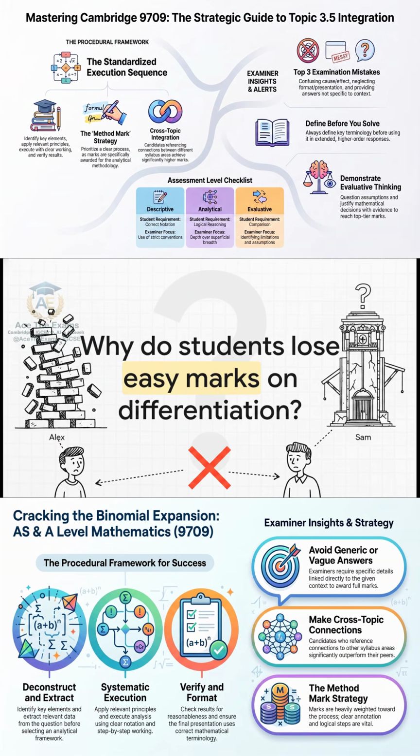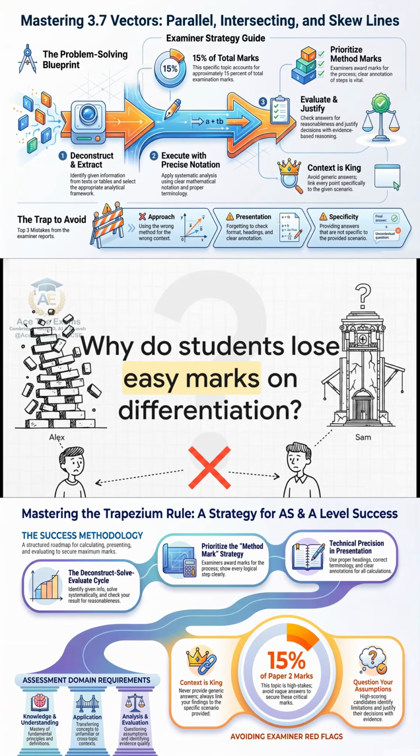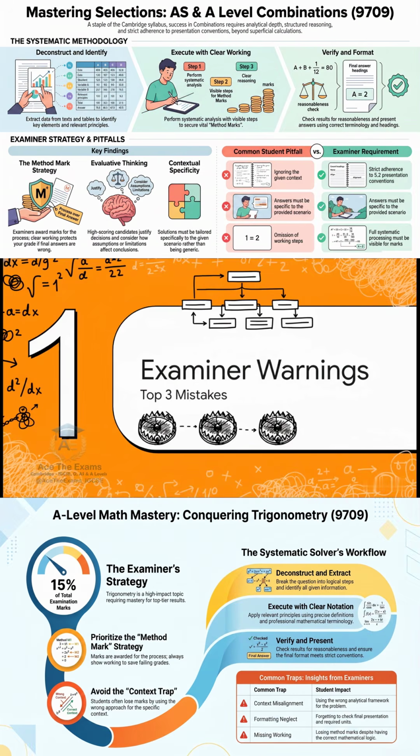What happens? Both of their exam responses completely collapse under the examiner's rigorous review. Let's look at exactly why that happens. Section 1. Top 3 examiner warnings.